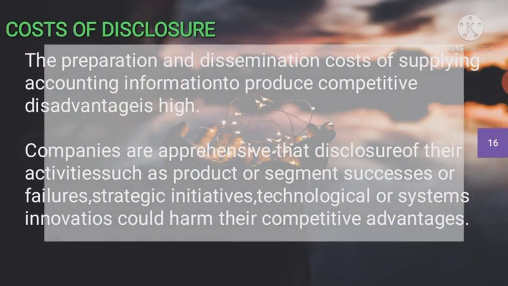Cost of disclosure. The preparation and dissemination cost of supplying accounting information, and the competitive disadvantages it can produce, is high. Companies are apprehensive that disclosure of their activities, such as product or segment successes or failures, strategic initiatives, technological or systems innovation, could harm their competitive advantages.